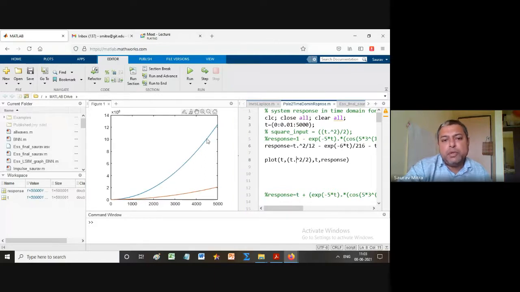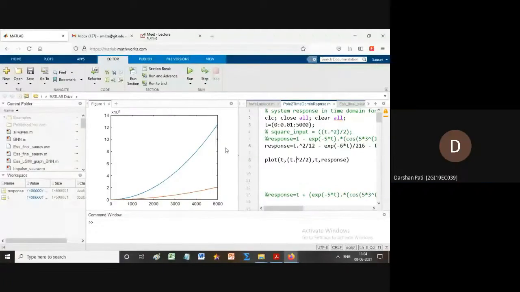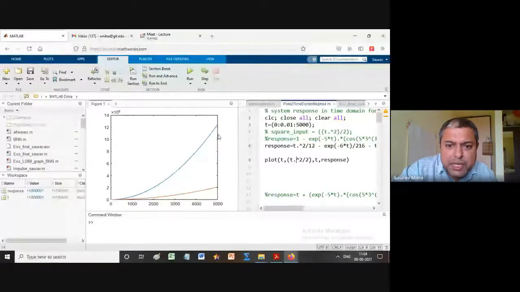Look, the blue line is the input line. It is a square, and the red line is the output line. This is also a square wave, and their difference is ever increasing. That is done. Understandable, guys? Yes, sir. So what is the difference between the blue line and the red line? This is ever increasing. You have to see this hypothetically.